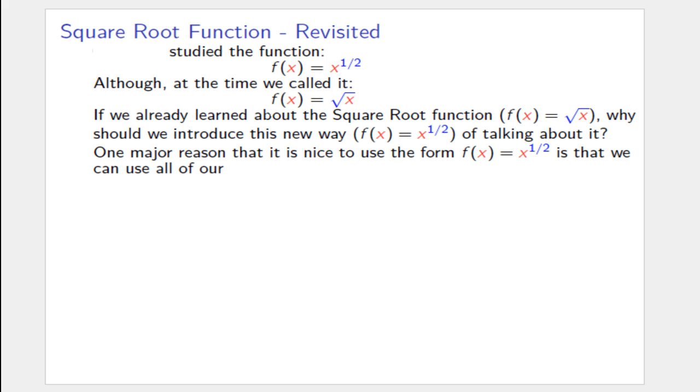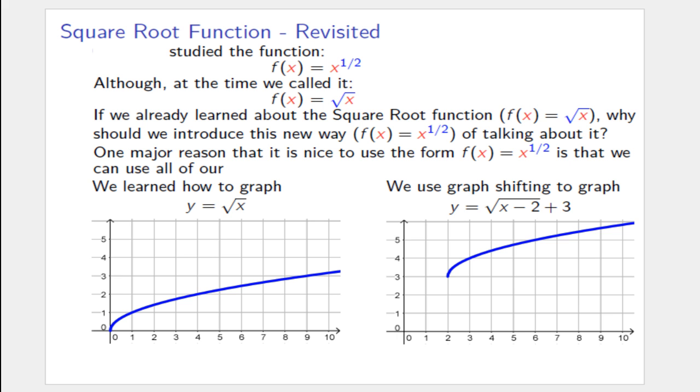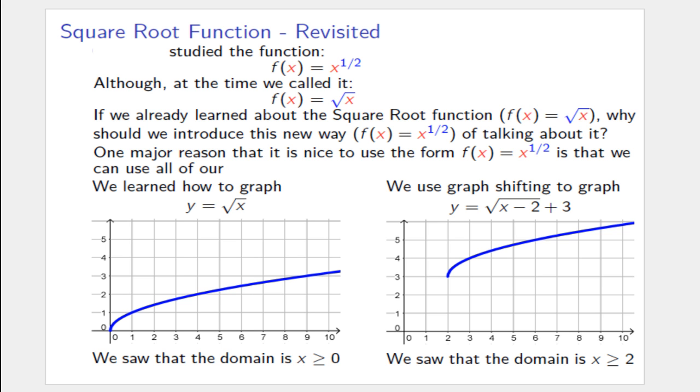Let's remind ourselves of what we learned about the square root of x. We learned how to graph y equals the square root of x, and using our graph shifting, we could graph more complicated functions like y equals the square root of x minus 2 plus 3. We also learned about the domain of this function. For y equals the square root of x, we saw that the domain is x must be greater than or equal to 0. And for y equals the square root of x minus 2 plus 3, we saw that the domain is x must be bigger than or equal to 2.